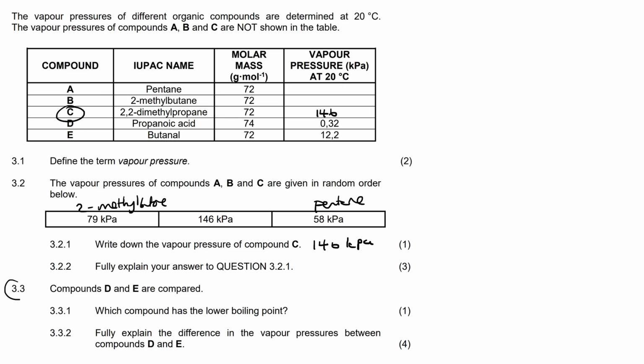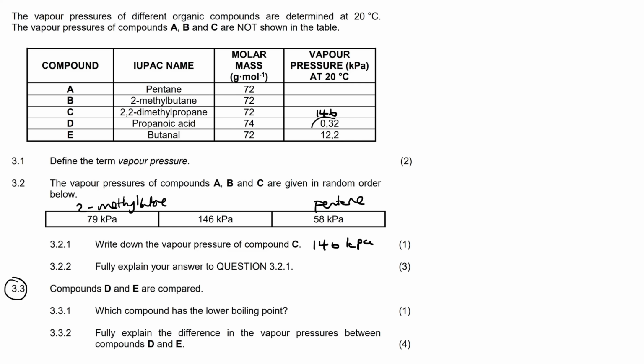Okay, now we're moving on to here. It says that compounds D and E are compared. Okay, so we've got a propanonic acid and a butanol. So this is a carboxylic acid. This is an aldehyde. Now it says which compound has the lower boiling point.